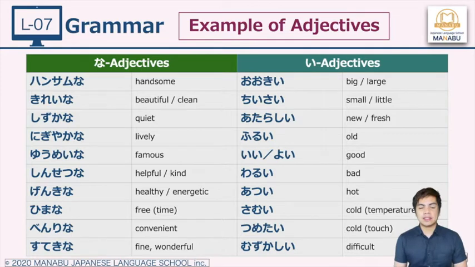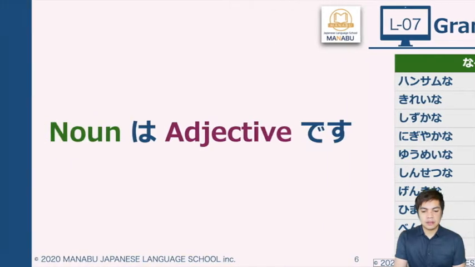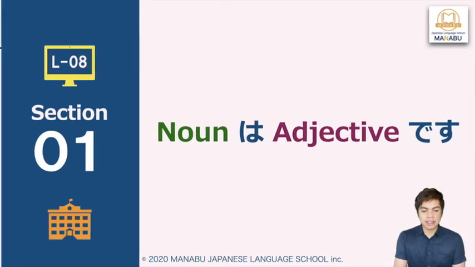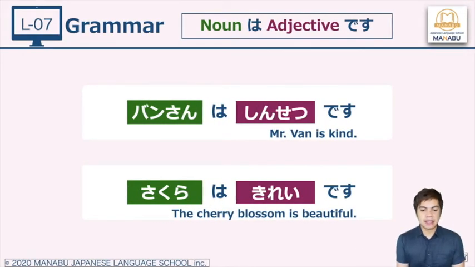In our previous lessons, we described the subject wa, or the noun wa, using another noun. But in this lesson, we will use adjectives to describe or modify the subject, the nouns. So, noun wa adjective desu. In our first example, the subject is Ban-san, so Ban-san wa, with the particle wa, and the adjective desu, shinsetsu desu. Ban-san wa shinsetsu desu. Shinsetsu means kind. We describe Ban-san using the adjective shinsetsu. Shinsetsu belongs to the na adjectives.